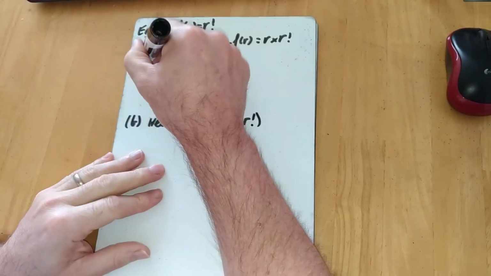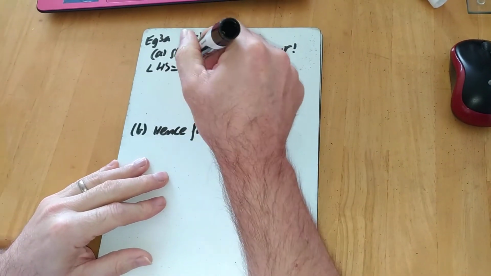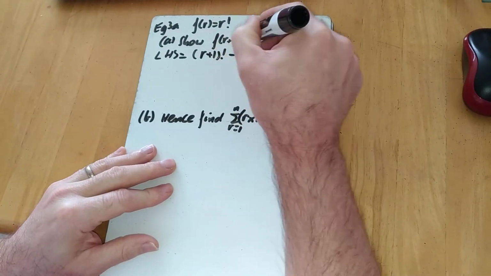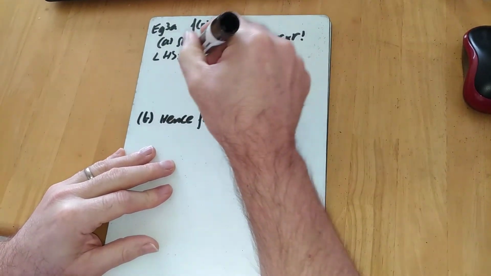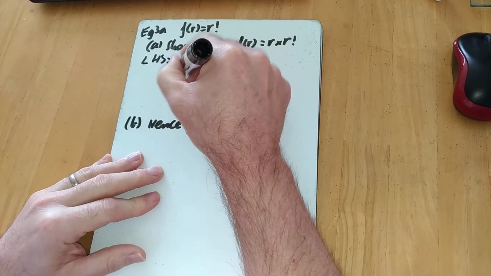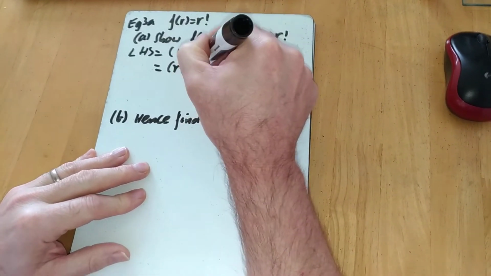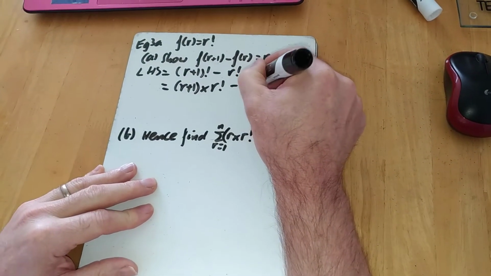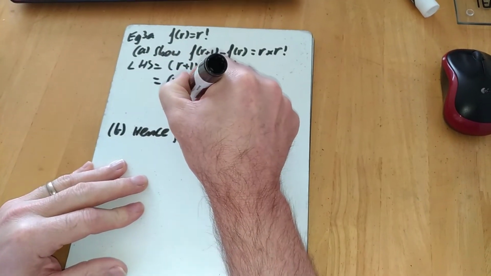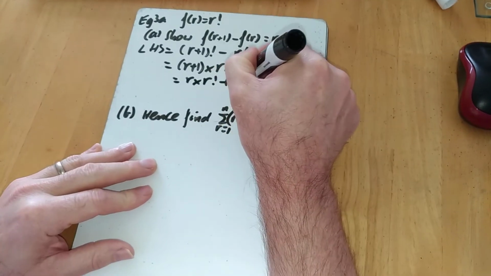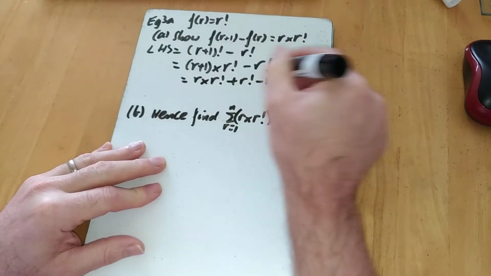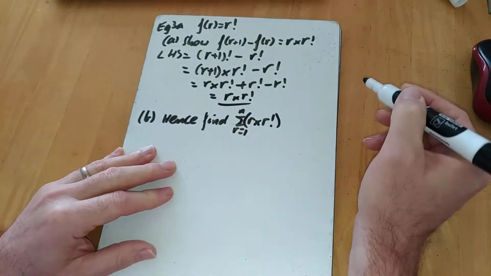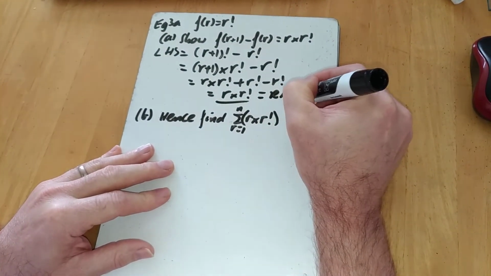So let's look at the left-hand side then. f of r plus 1 equals r plus 1 factorial, minus f of r, which is r factorial. Well, I can rewrite this as r plus 1 times r factorial, minus r factorial. So it equals r times r factorial plus it and minus it. They cancel out to leave you with the show of that there, which equals the right hand side. So we're good to go.